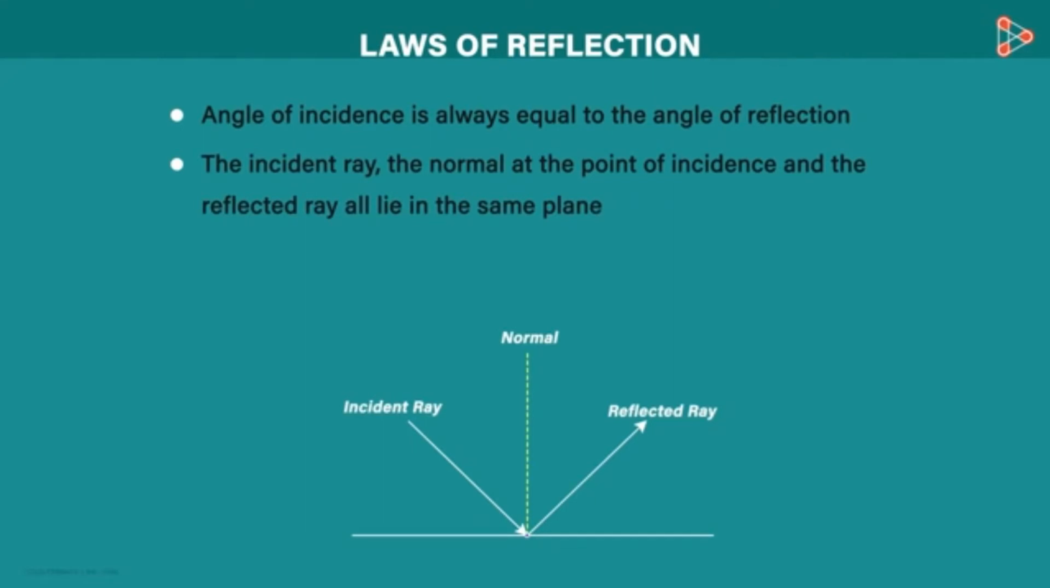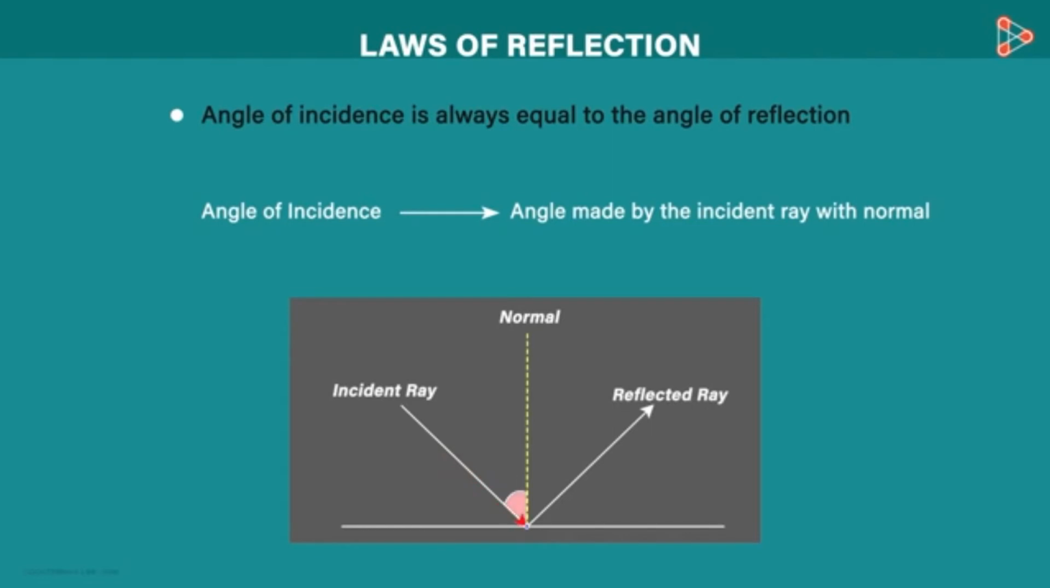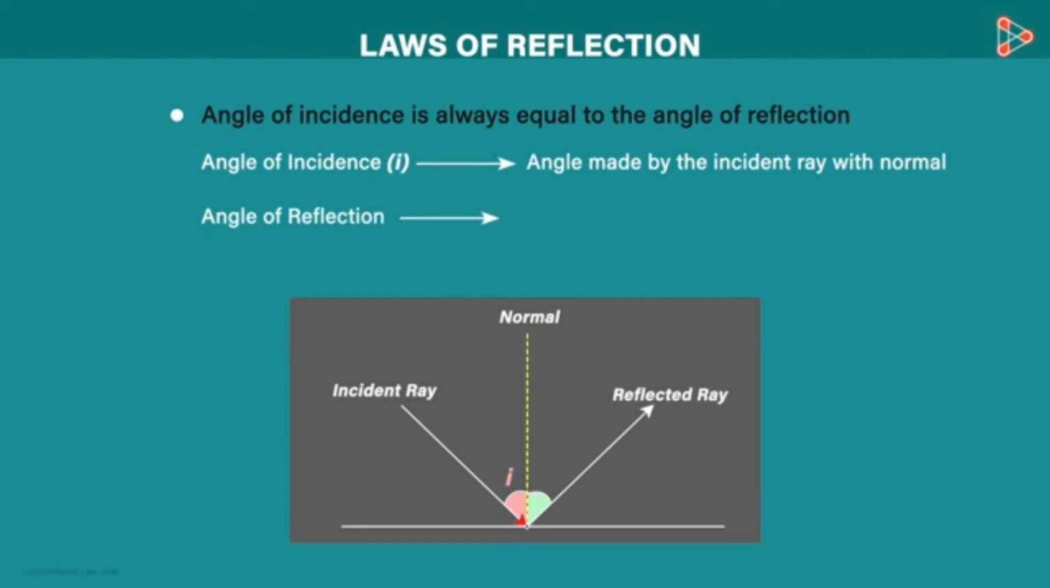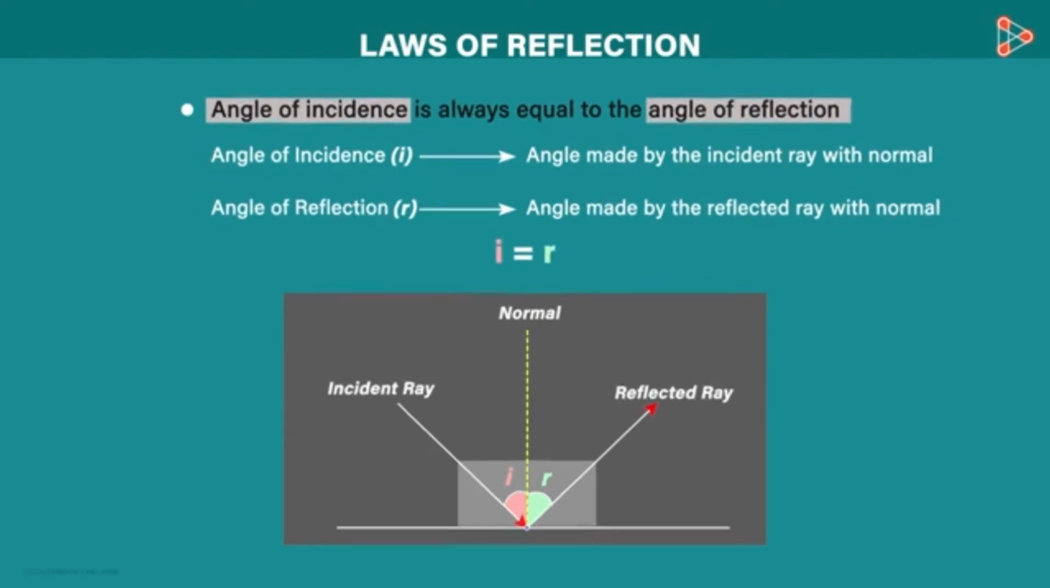To understand the first one, we first need to know what the angle of incidence and angle of reflection are. The angle of incidence is the angle made by the incident ray with the normal. It is denoted by I. The angle of reflection is the angle made by the reflected ray with the normal. It is denoted by R. So the first law says that the angle of incidence is equal to the angle of reflection. I is equal to R.